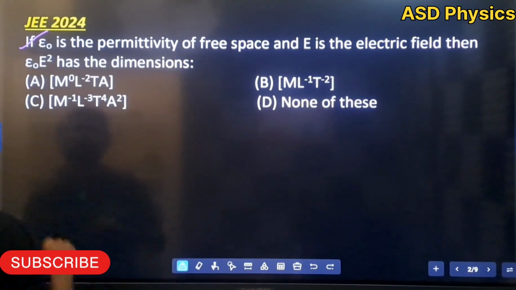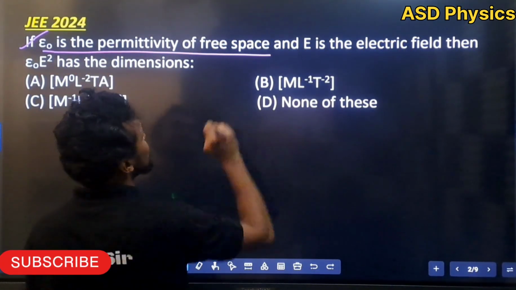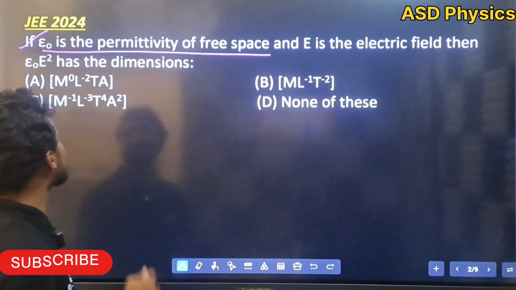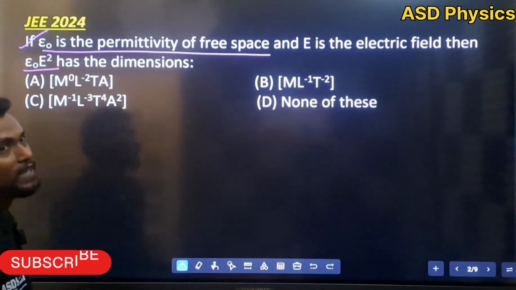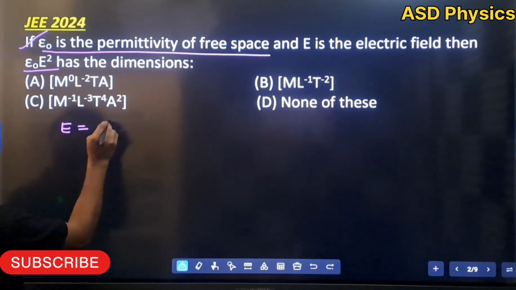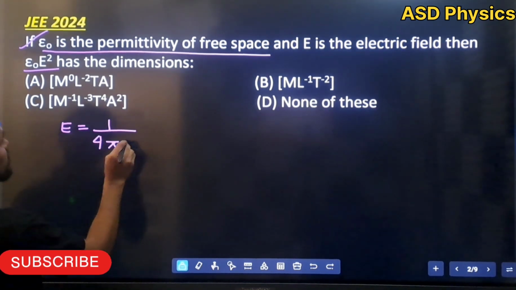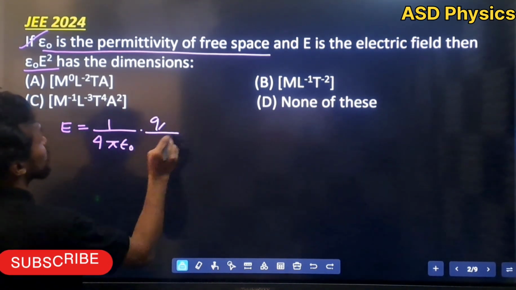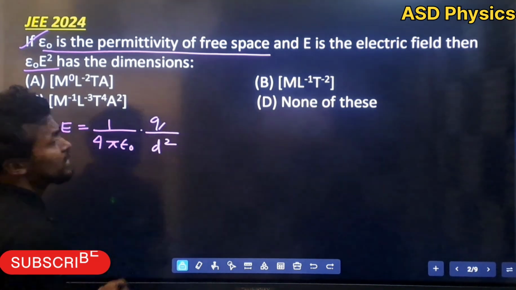See here please. If epsilon naught is the permittivity of free space and E is the electric field, then epsilon naught E square has the dimensions of. So here four options are given. What we have to do first is write the formula of the electric field. E equal to 1 by 4 pi epsilon naught into Q by d square.